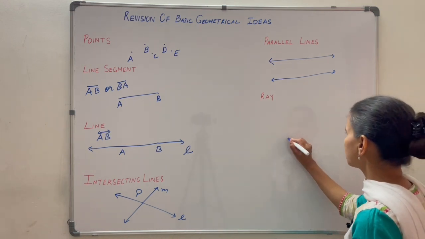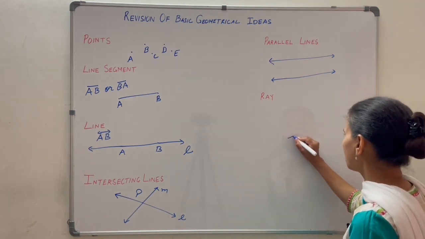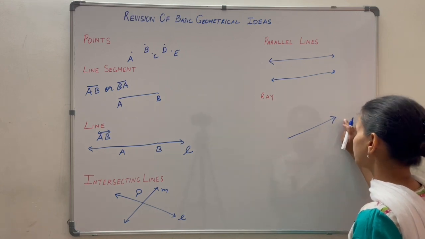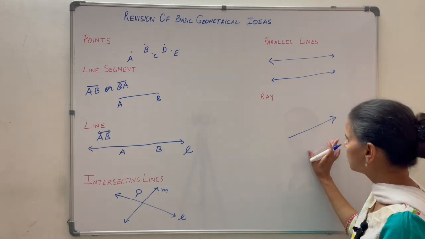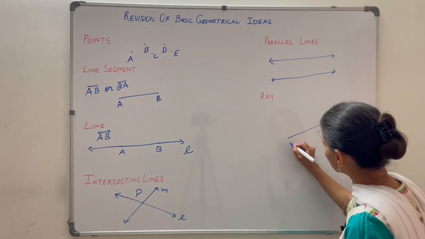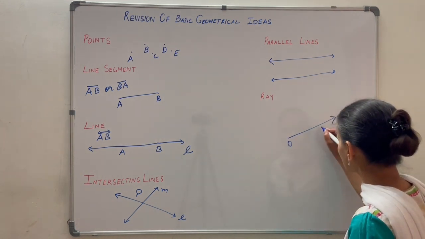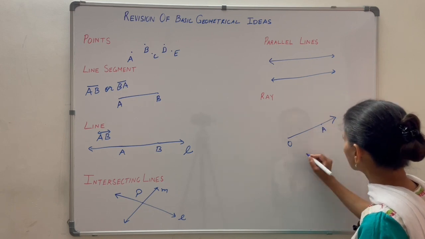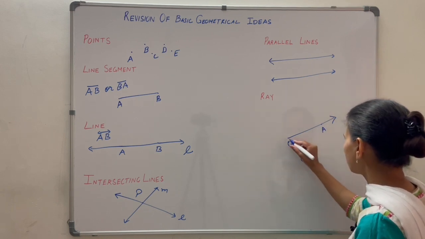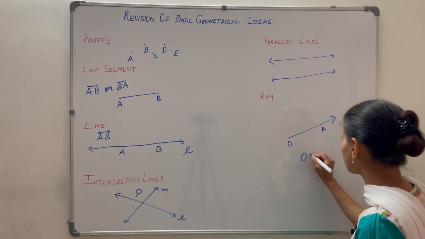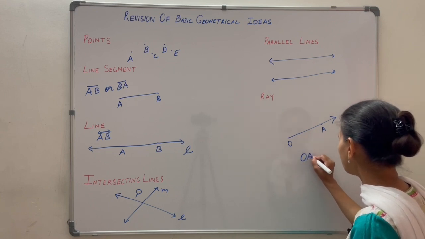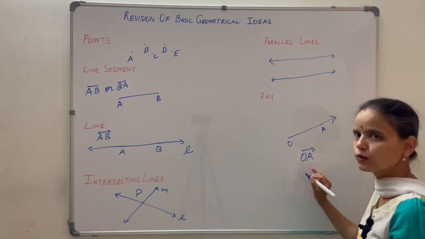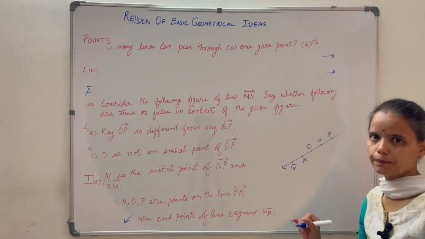Ray. A ray has a starting point or initial point and goes to infinity in one direction. It is a part of a line. Let us name this initial point or starting point as O, and you can take any point on this ray as A. So you name the ray by first writing the initial point, and then any point on the ray. Here I am taking A. So this is how we denote a ray.